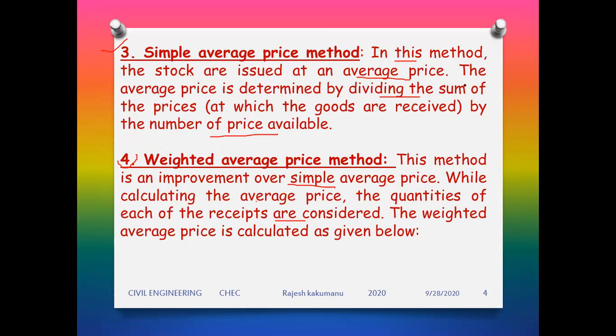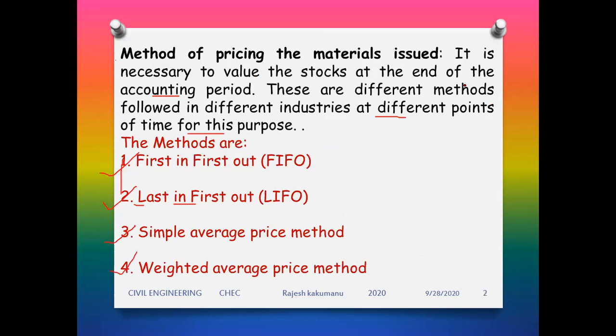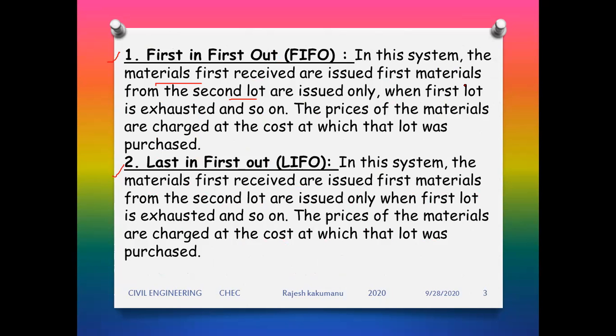Right? Got it? So we have four methods of pricing the materials that we are issuing. That is first come first served, last in last out, simple average method and weighted average method. Right? Next.